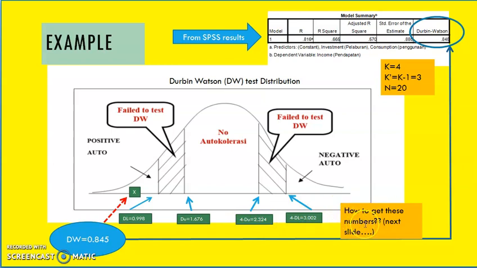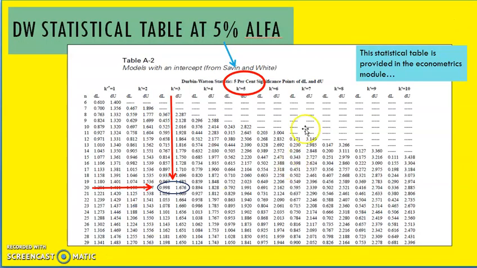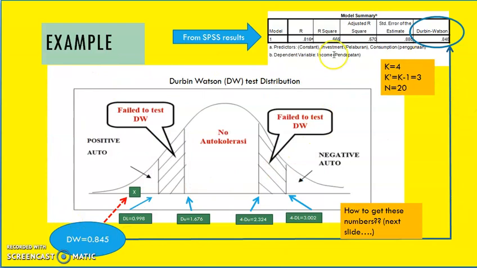Okay, how to get this number? You have to use the statistic table. Don't worry, it's provided in your econometric model. I hope you can understand now how to use the table. Then let's go back to the value of Durbin-Watson.